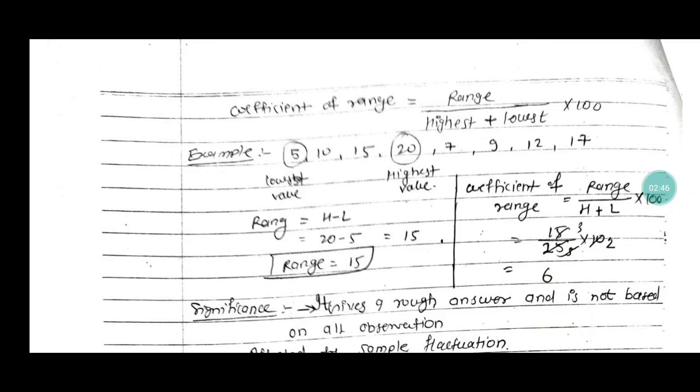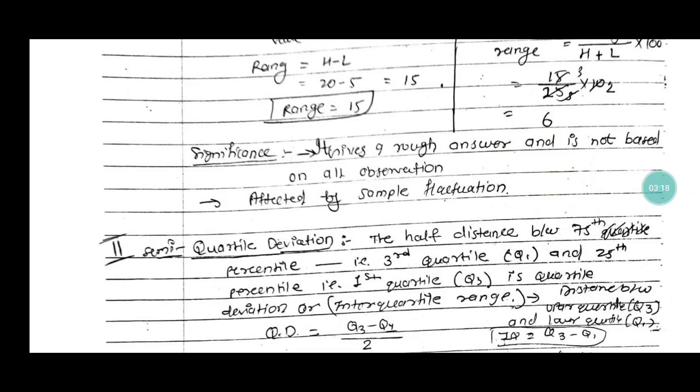So the answer for range is 15, where the coefficient of range is range divided by highest plus lowest into 100. So what is range? The range is 15 divided by highest, where highest is 20 plus lowest, that is 5. So we'll add 20 plus 5, which is 25, so into 100, and we'll get the answer, that is 60. So the significance for this, it gives a rough answer and is not based on all observations, so it is affected by the sampling fluctuation.